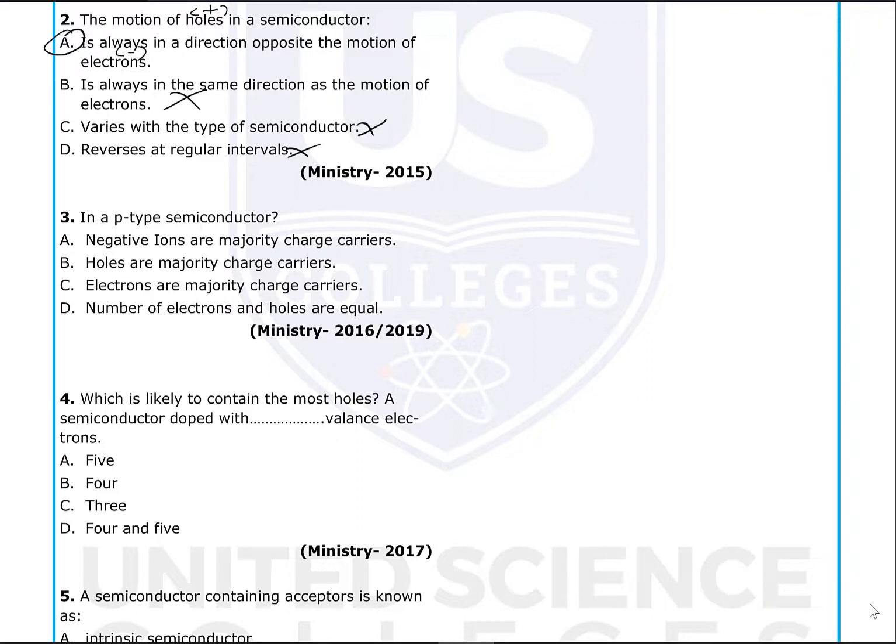In p-type semiconductor, the negative ions are the majority of charge carriers. In p-type semiconductors, holes are the charge carriers. So holes are majority charge carriers. This is the correct answer. Let's check the electrons.